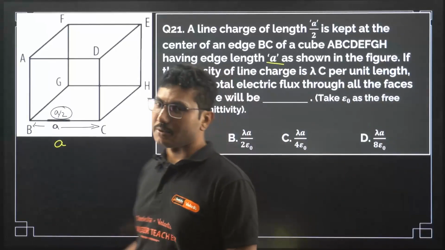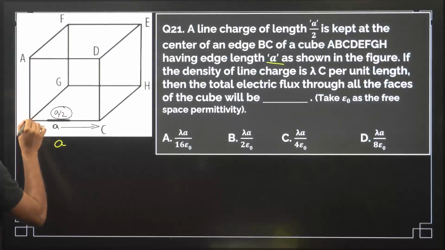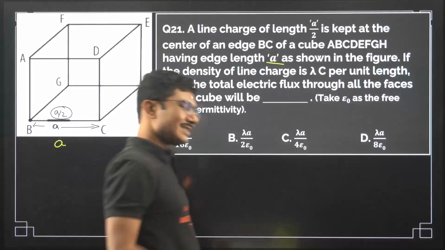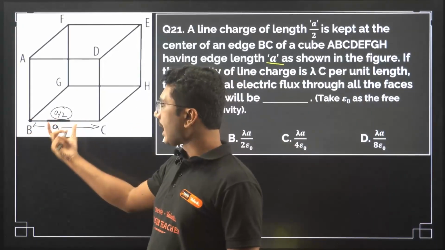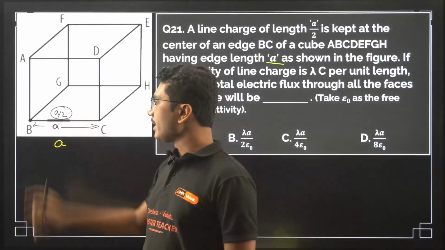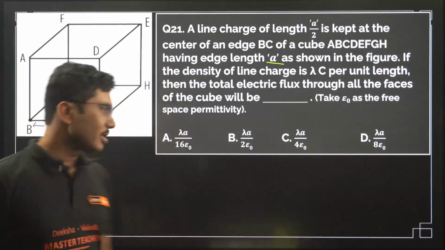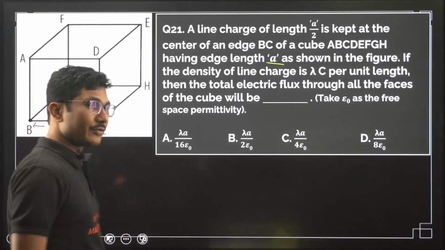We have solved a similar question where we have a similar cubic structure and the charge was kept at one of the corners. If you remember, same question here, instead of the corner they give you a line charge, and the line is lying on one of the edges. That is the same question as that. So what was the technique that we used there?